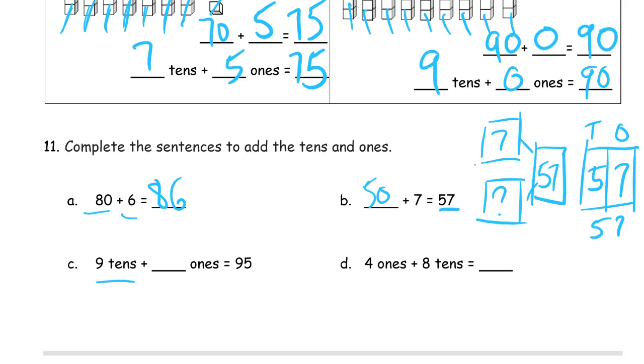Here's 9 tens, and how many ones is going to make the number 95? Well, we have the 9 tens here. What we need is the 5 more ones there.